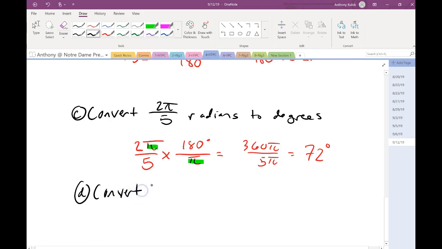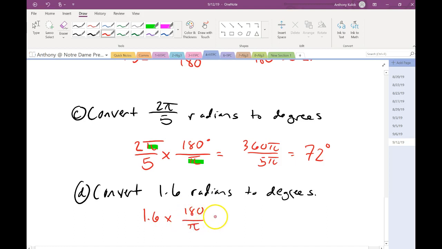But we don't always need to represent radians in terms of pi. There's nothing wrong with representing radians as a decimal. So let's say we had 1.6 radians and I want to convert this to degrees. Nothing much changes.